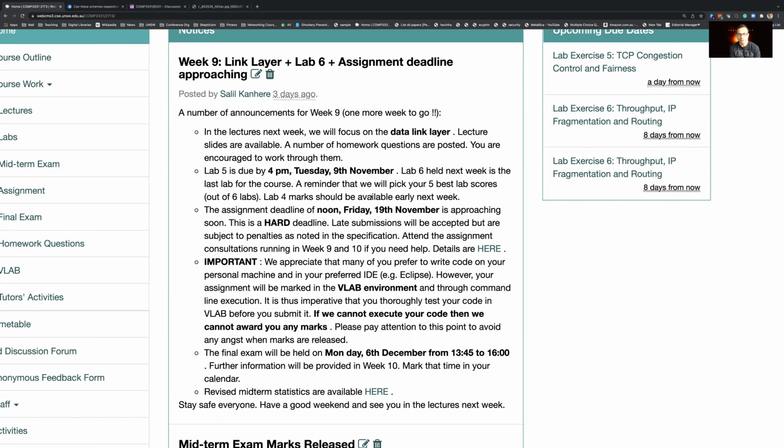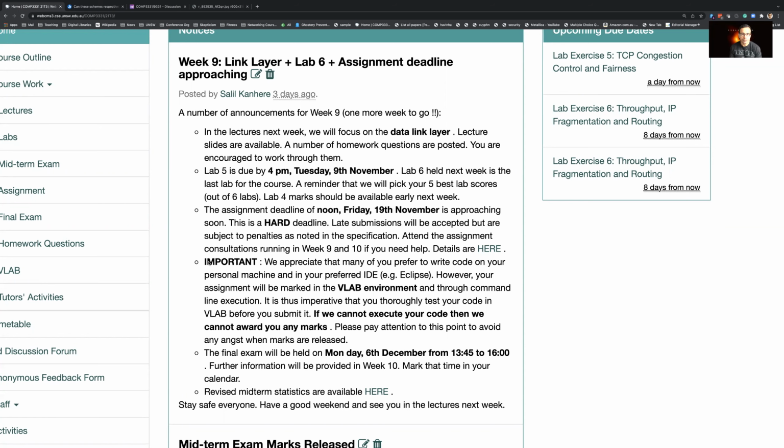The other thing, of course, is the assignment. Do note the deadline is hard. There won't be any extensions. It is due by noon, Friday, 19th November, so the Friday of next week. We do have lab consults running, so if you need help, you can, of course, go there.